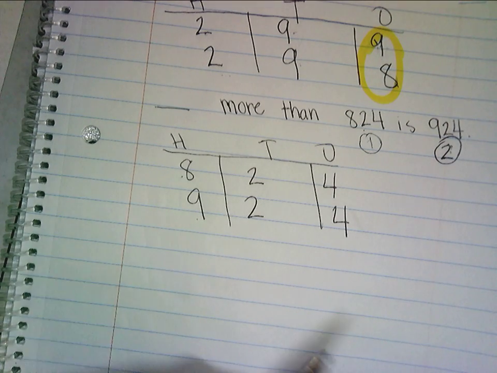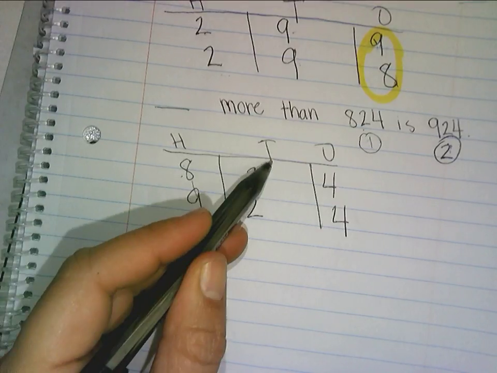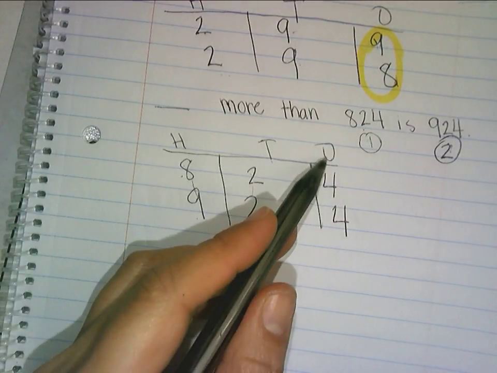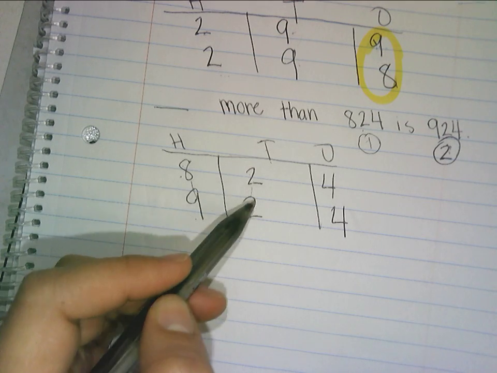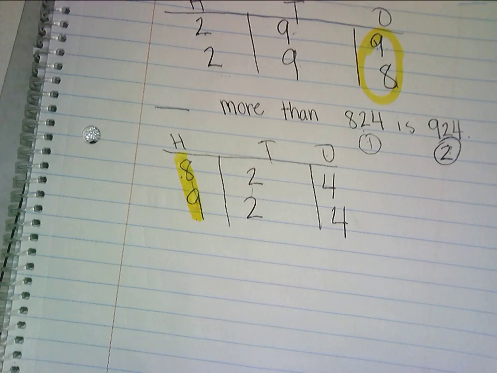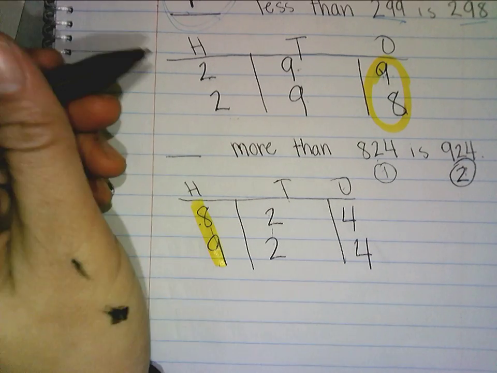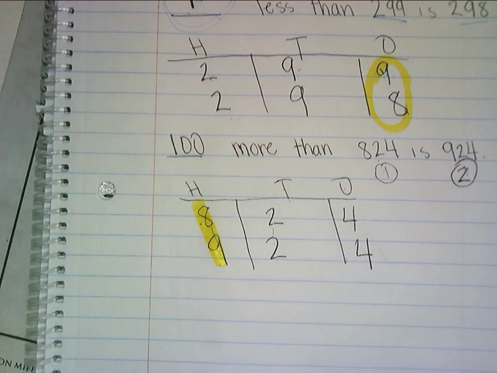So I need to figure out which place changed. Hundreds, 8 to 9. The tens, it's 2 tens still. And the ones, it's still 4 ones. So the hundreds place is what changed. And it looks like 800 changed to 900, so that would make it 100 more.